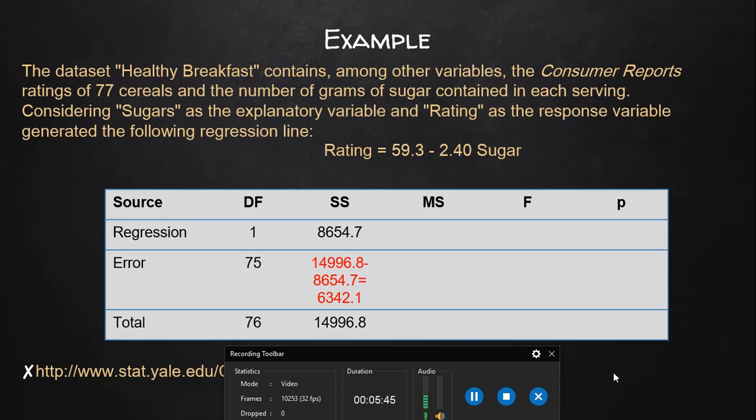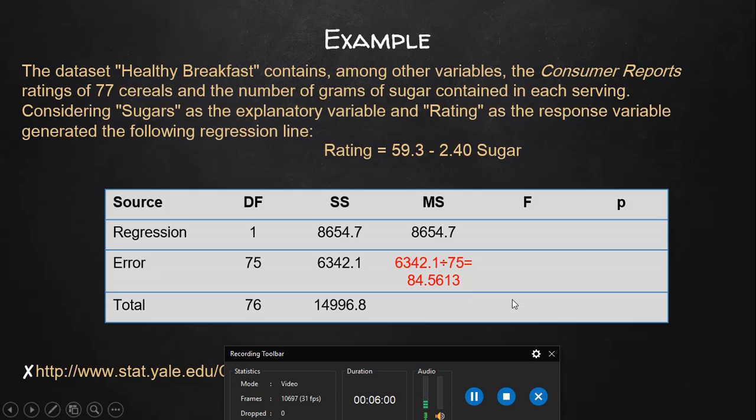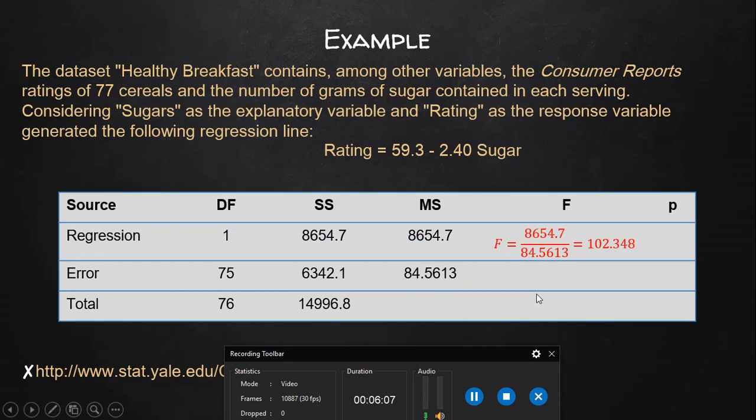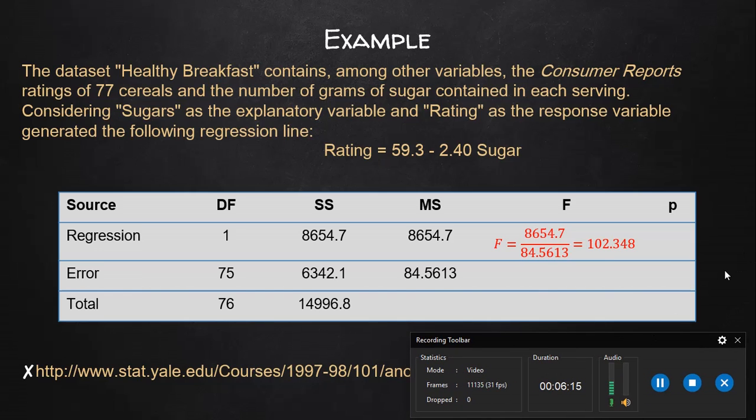To calculate the mean square for the model, we're simply going to take the sum of the squares and divide by degrees of freedom. We're going to do the same for the mean square error, MSE. So we'll divide by degrees of freedom. And now that we know both of these values, we can calculate our F statistic. We set it up as a ratio. 102 is considerably large. When I calculate the p-value, I am going to use my iPad.